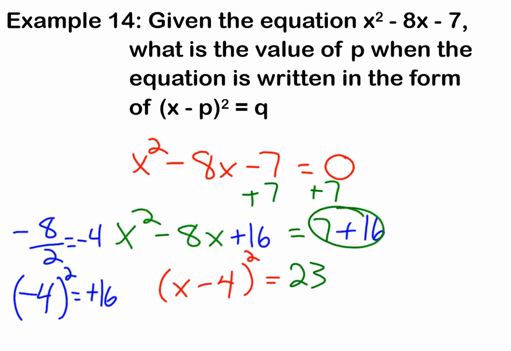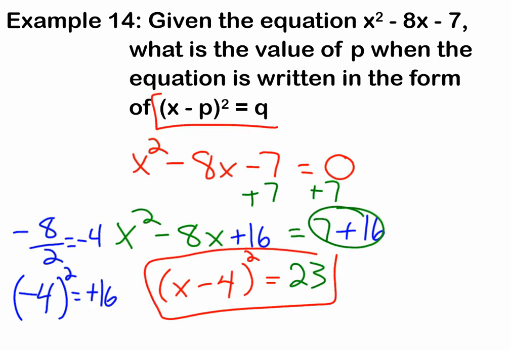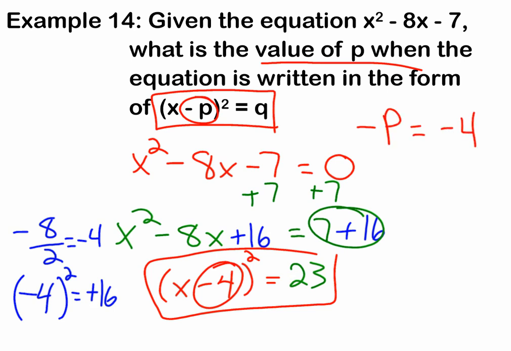23. Now again, this is the form we stopped because that's what they asked us for, but now they want to know the value of p. Well, I have negative 4 and I have negative p. Negative p equals negative 4. Divide by a negative on both sides, p equals 4.